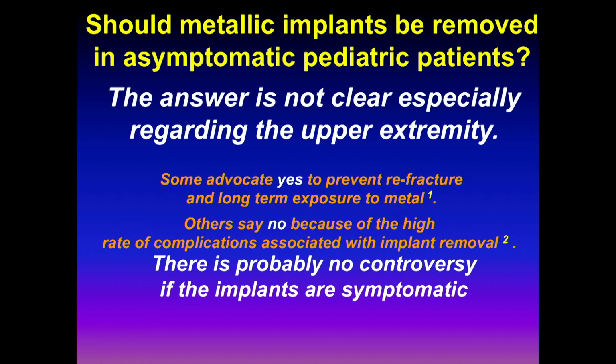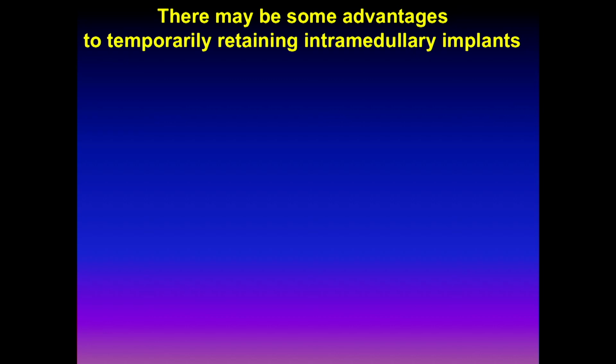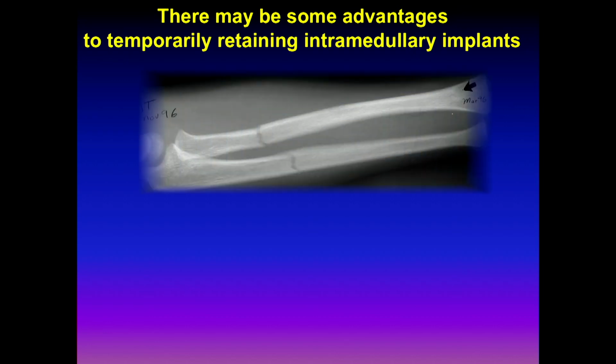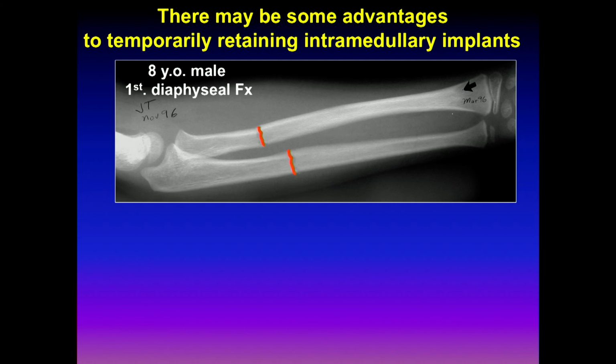So certainly there's no controversy if the implants are symptomatic. Now, there may be some advantages in temporarily retaining intramedullary implants. Here's a patient who was an 8-year-old male and had some behavior problems. I think he might have been a little bit autistic or Asperger's, and he was pretty active and had a single mother and had some real discipline problems and was very, very active.